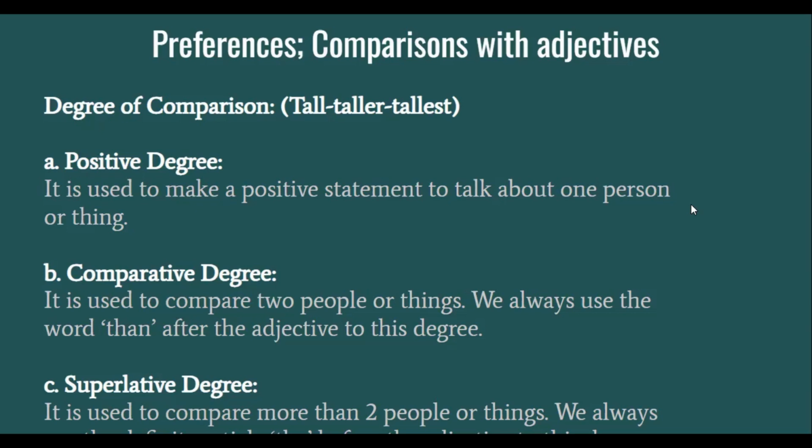For example, I will say Seema is a tall girl. So here I'm only talking about Seema, right? I'm only talking about one person. So I can use the adjective as it is.